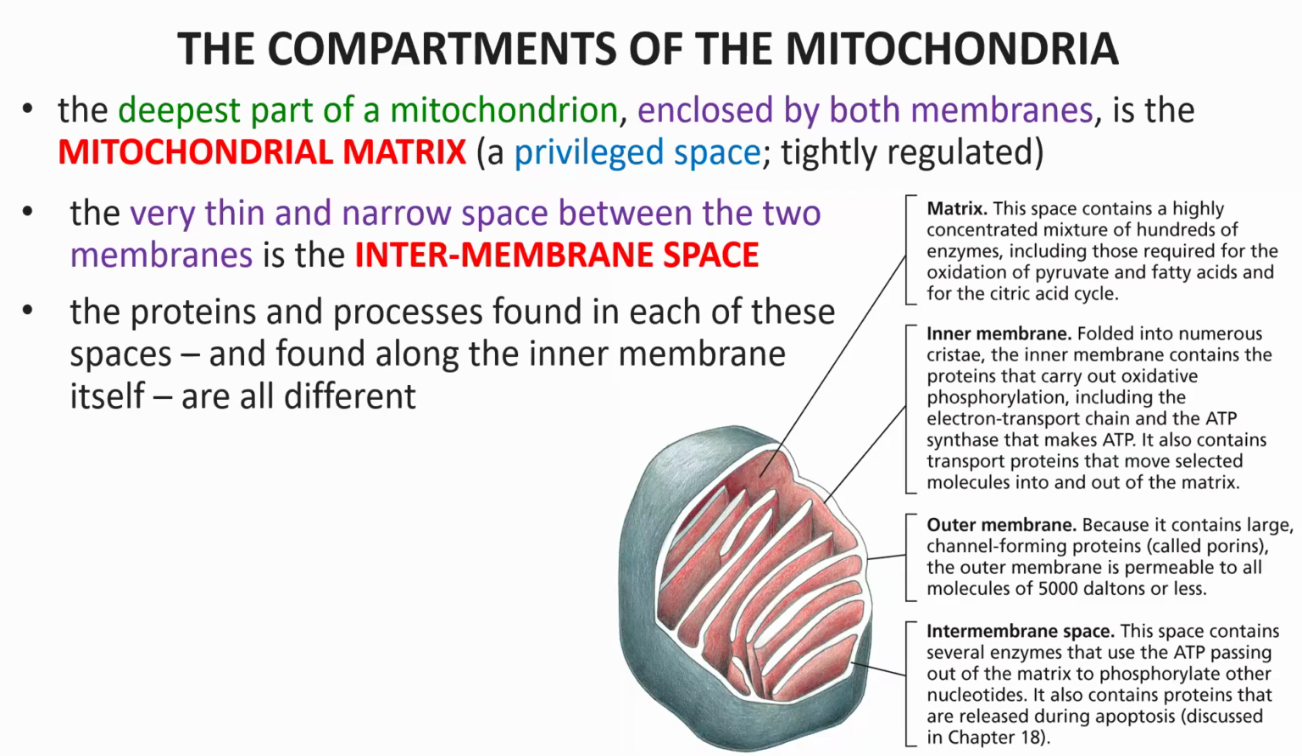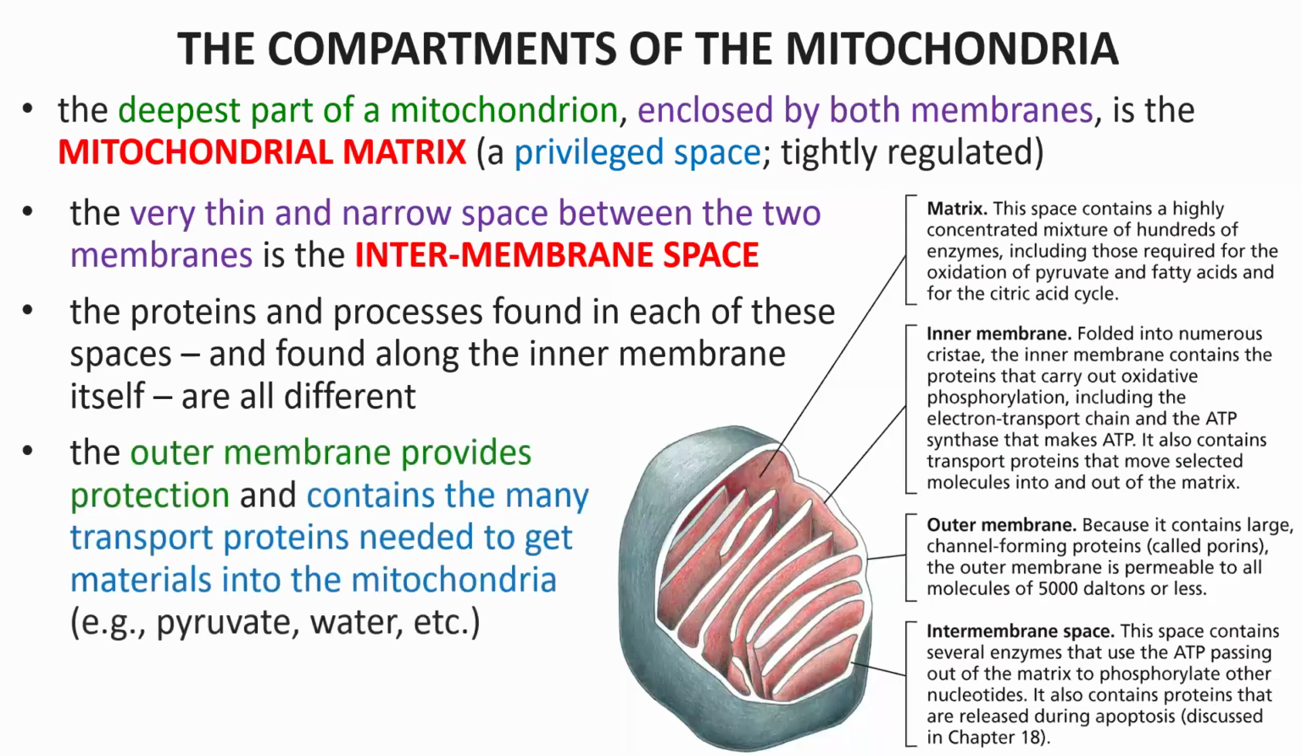But the intermembrane space between the two membranes, not too much happens there. And then we have the outer membrane, the surface of the mitochondria. And this is largely protective. It contains transport proteins that are needed to get things into the mitochondria. Most notably to us at this point is pyruvate, right?